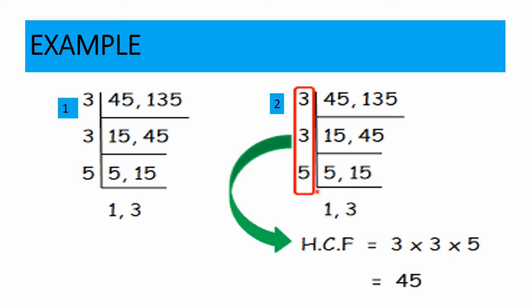Now is there any number which divides? There are two numbers, 1 is divided by 1 and 3 is divided by 3. So you stop here. Now what is the HCF? HCF is the product of these numbers on the left hand side. So HCF is 3 into 3 into 5. So 3 threes are 9, 9 fives are 45. So the HCF of 45 and 135 is 45.